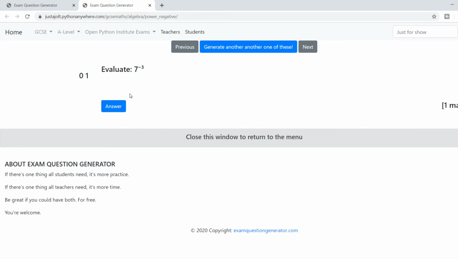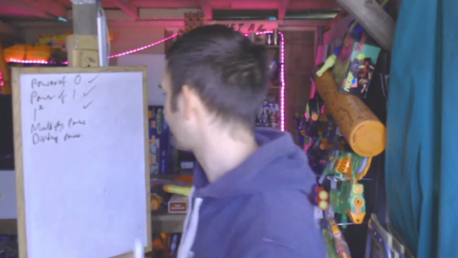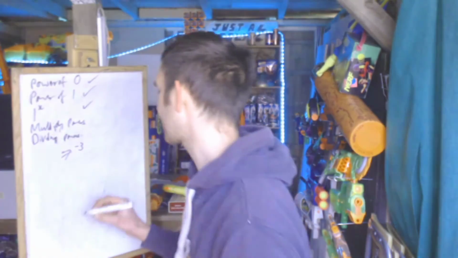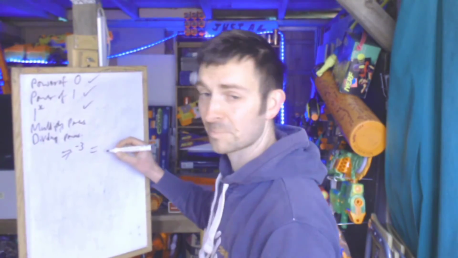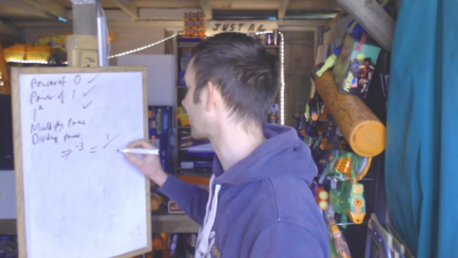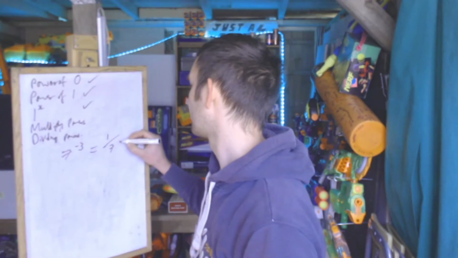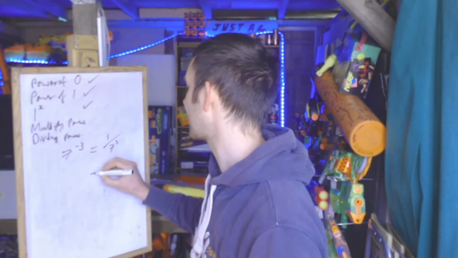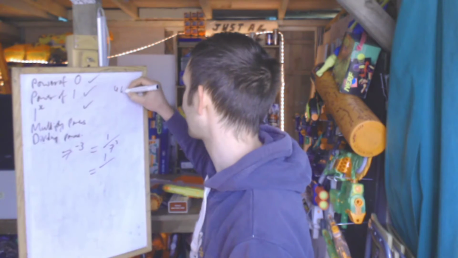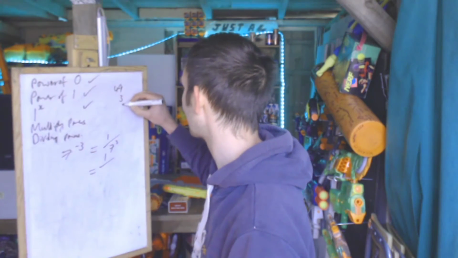So you've got 7 to the power of negative 3. So let's write that up there. What's the answer to this going to be? Well, because we're dealing with a negative power, we know the answer is going to be 1 over something. 1 over 7 to the power of 3. 7, 49, times 7. Man, I should know this off by heart, but I really don't.